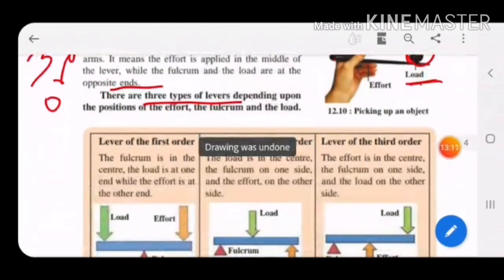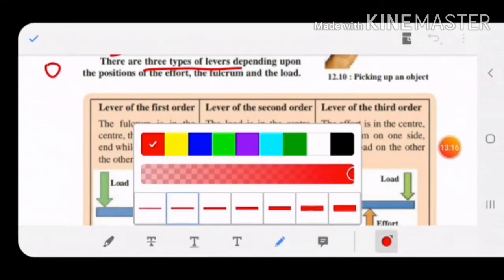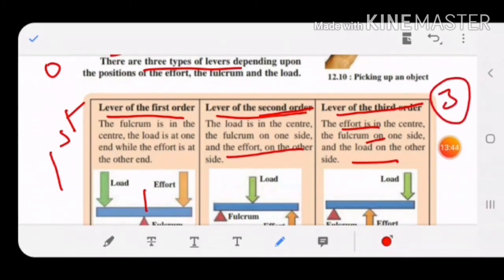These are the three parts of the lever. Similarly, there are three types of the lever depending on the position of the parts. I already explained with the examples: lever of first order, lever of second order, lever of third order. When the fulcrum is in center and load and effort are on the other sides, this is the lever of first order. When the load is in center and fulcrum and effort on the other sides, they are called levers of second order. And when effort is in center and fulcrum and load on the other sides, that will be the lever of third order. Understood, children? So you can remember this word FLE for remembering three parts of the lever, that is fulcrum, load and effort.